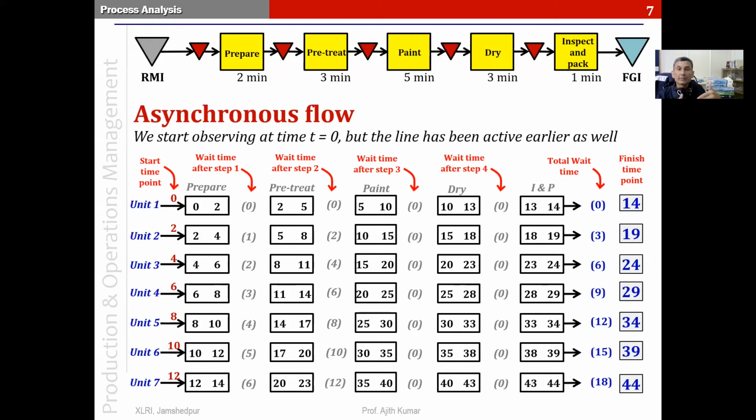There's an inventory build-up in front of the pre-treat step, and that is revealed by the increase of waiting time. Similarly, the increase of waiting time in front of the paint step across the subsequent units shows that there is an inventory build-up happening in front of the paint step as well. Okay, so in front of 2 of the steps, the pre-treat step and the paint step, inventory builds up, whereas in front of the next 2 steps, the dry step and the inspect and pack step, there is no such inventory buildup. This is the asynchronous flow model.